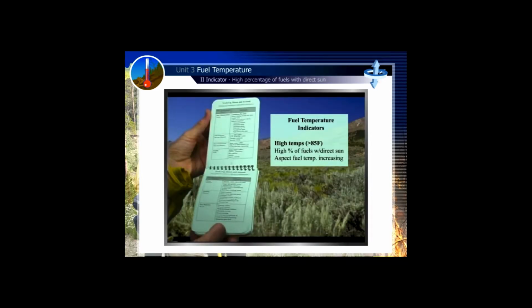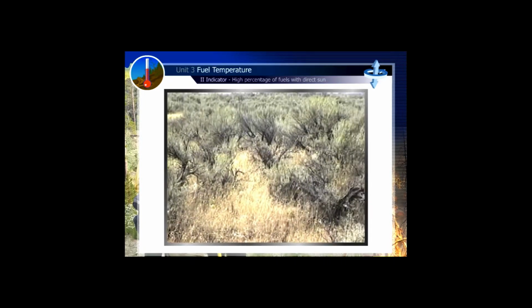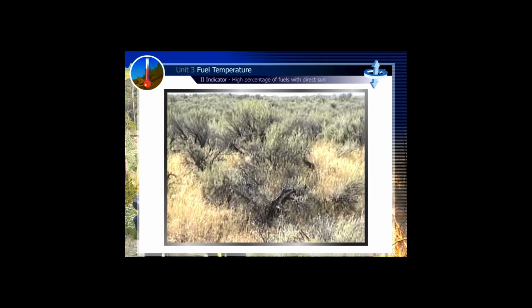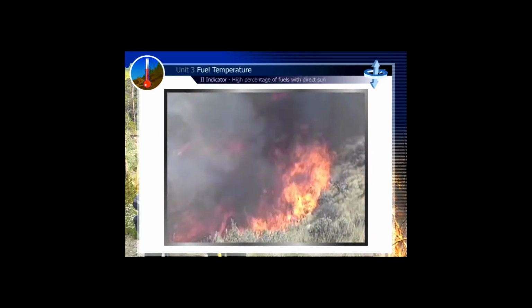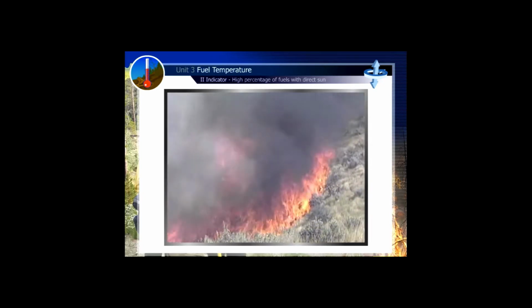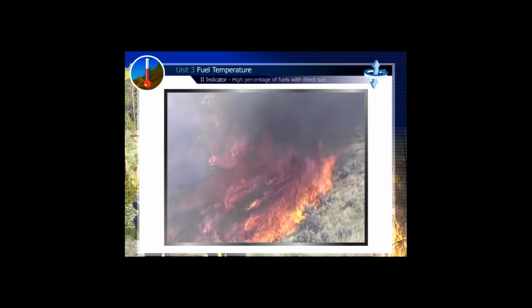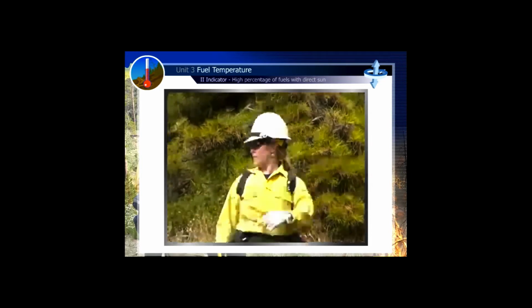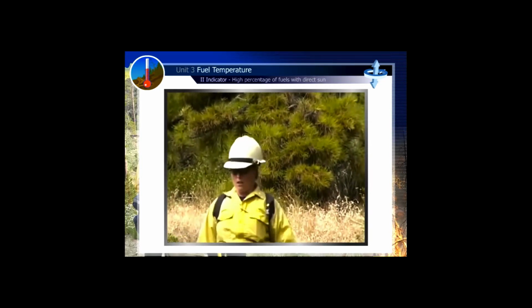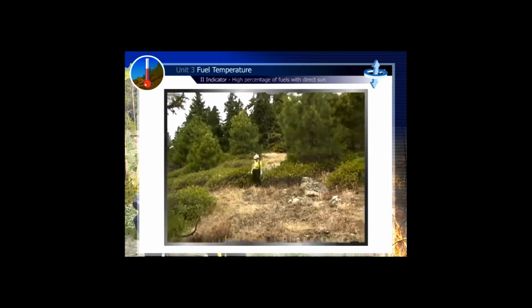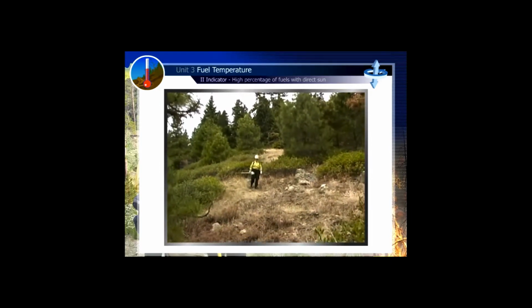The next indicator is high percentage of fuels with direct sun exposure. These fuels will have accelerated drying rates because of the higher fuel temperature and lower fuel moisture. This can increase fuel flammability, especially fine fuel flammability, and increase fire spread. Be observant. When on the fire line, look for fuels, especially fine fuels, that are in direct sunlight and anticipate what may happen if fire moves into these fuels.